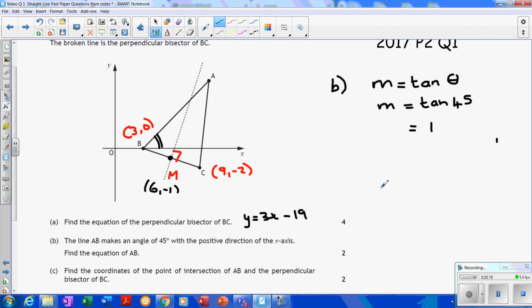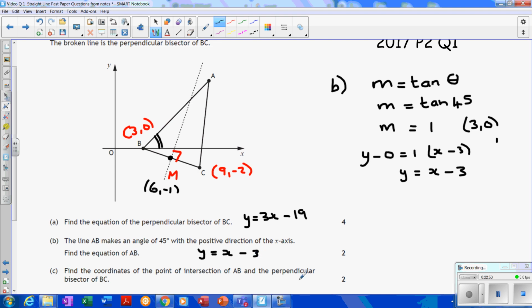Right, so we want to find the equation of AB. So AB, I know the gradient is 1. And I know point B, I don't know point A. So point B is (3, 0). So I've got the point (3, 0) in there. Now to work out the equation then of that, y minus b is y minus 0 is equal to m times x minus a. And when I tidy that all up, I get y is equal to x minus 3. So that equation is y is equal to x minus 3.